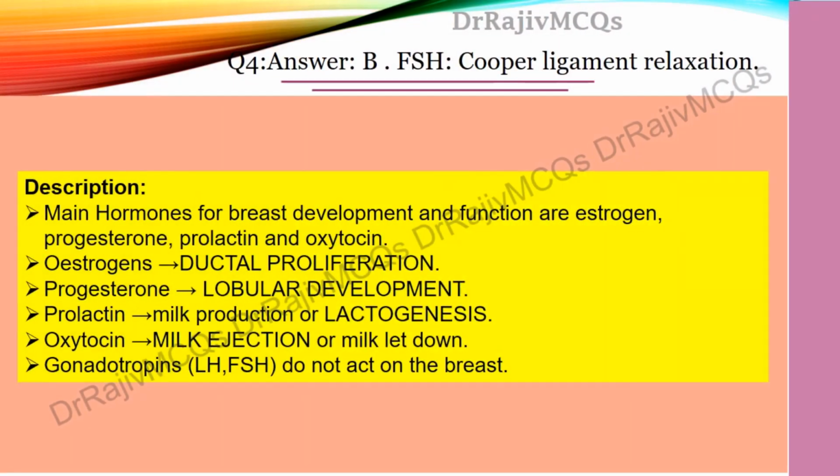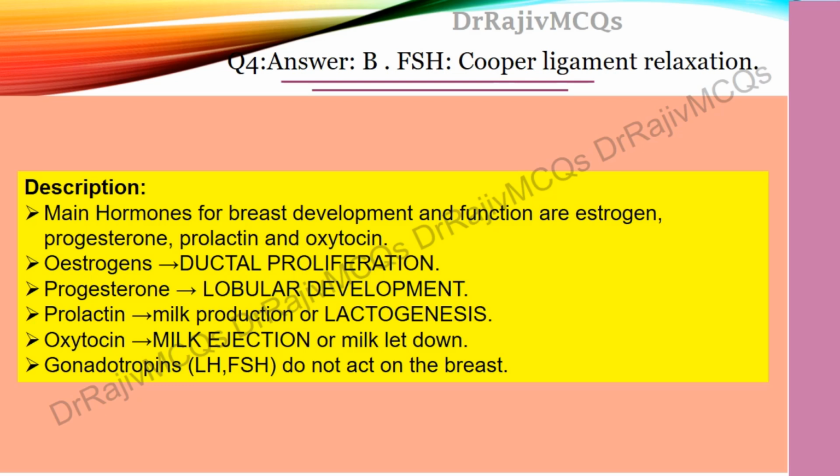The correct answer in question number 4 is option B. Main hormones responsible for breast development and function are estrogen, progesterone, prolactin, and oxytocin. During pregnancy, levels of estrogens, progesterone, and prolactin increase steadily until term. Estrogens are primarily responsible for ductal proliferation and progesterone for lobular development in the breast.